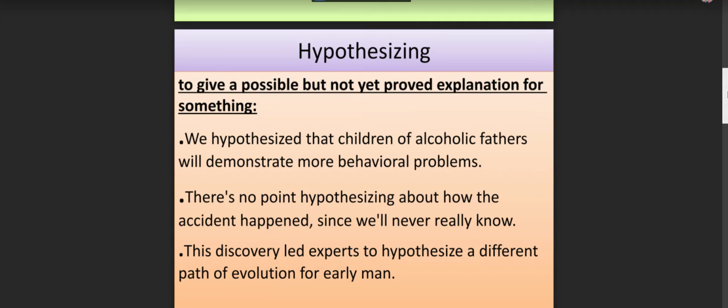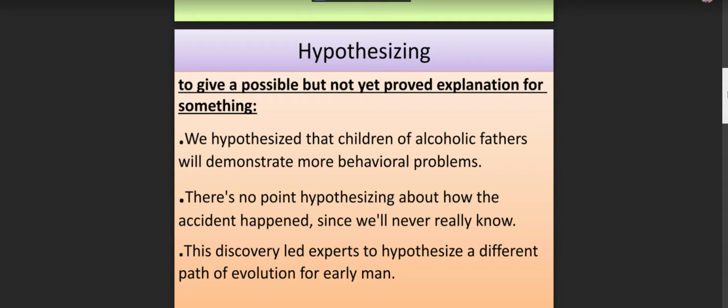Right? To give a possible، معناتها هذا، تعطي إمكانية لشيء معين but not yet proven، ولكن ليس مثبت لحد الآن explanation for something، شرح لم يثبت لحد الآن. We hypothesized that children of alcoholic fathers will demonstrate more behavioral problems. نحن نفترض بأن الأطفال الذين آباءهم يتناولون الكحول راح تبين لهم الأعراض السلوكية. Right? فهذا عبارة عن افتراض.